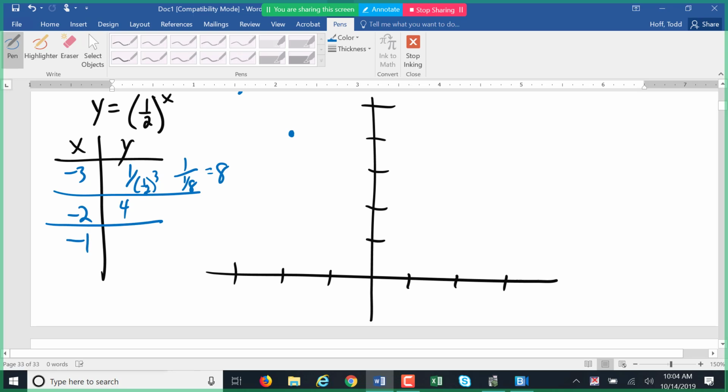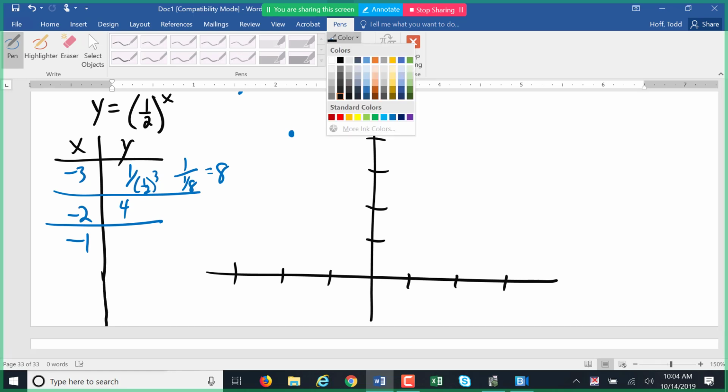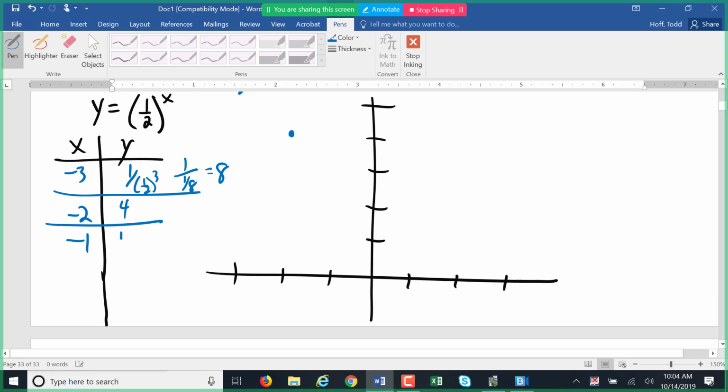At -1, (1/2)^-1 is 1 over 1/2, which is 2. So at -1, we're at 2. At 0, anything to the power of 0 is 1, so we're still at 1 there. At 1, (1/2)^1 is 1/2, so we have the ordered pair (1, 1/2). And at 2, (1/2)^2 is 1/4. At 3, I'm out of room in my table, but (1/2)^3 would be 1/8.